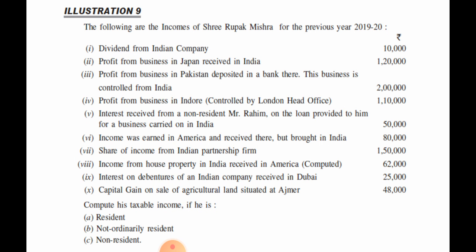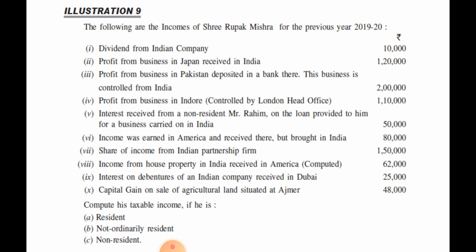But this dividend from Indian company will not be taxable for any of the residents as it is fully exempt. So one point you must always know is that the income which is not taxable or which is exempt will not be part of taxable income. Exempted incomes will not be part of taxable incomes. So dividend from Indian company is fully exempt. This is why it is not to be taken as a part of taxable income. Clear?